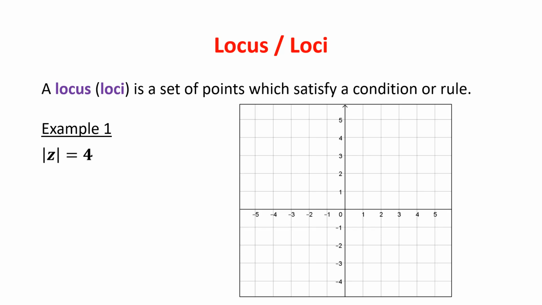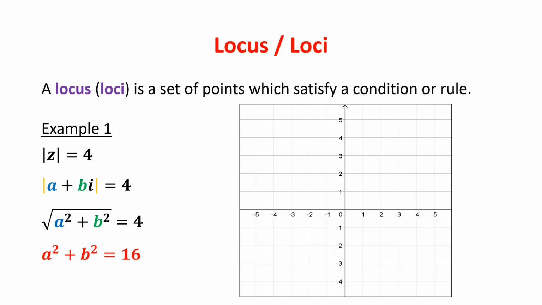We want the modulus of z equal to 4. Well, z is a complex number which we write as a plus bi, and we've got a real bit and an imaginary bit. And we want the modulus of z. To work out the modulus, we take the real bit, a squared, plus the imaginary bit, b squared, and square root it all. Now, if I square both sides, I end up with a squared plus b squared equal to 16.